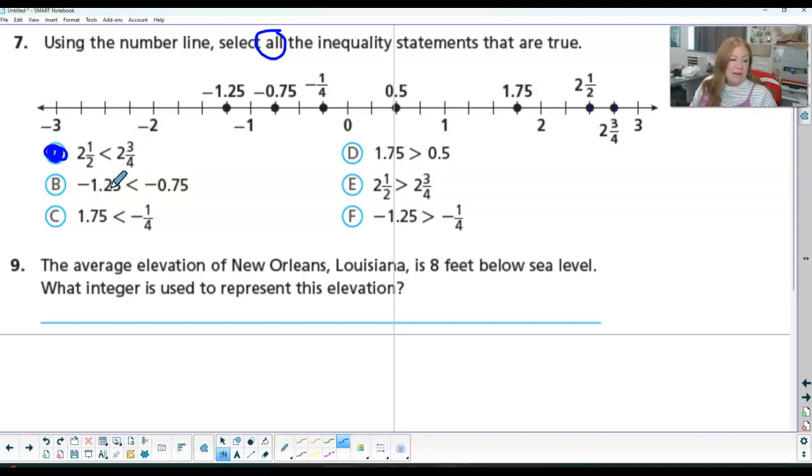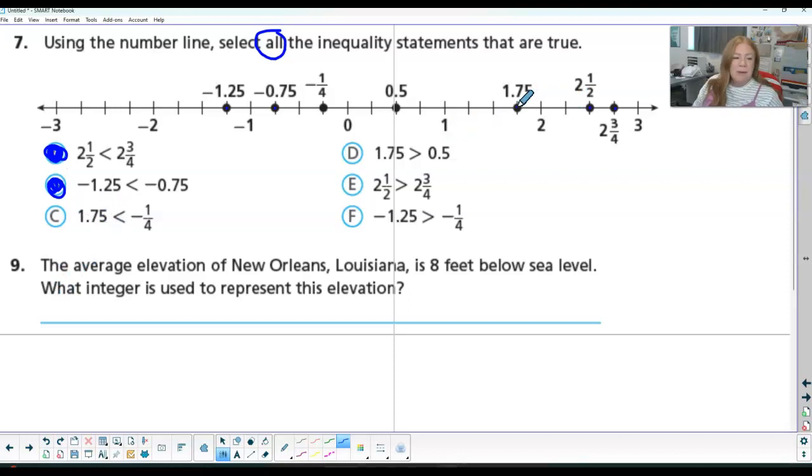Now we have negative 1.25, negative 0.75. I think this one is bigger because it's more to the right. They also said that. That's true. So I'm not just looking at theirs. I have my answer and then I check theirs.